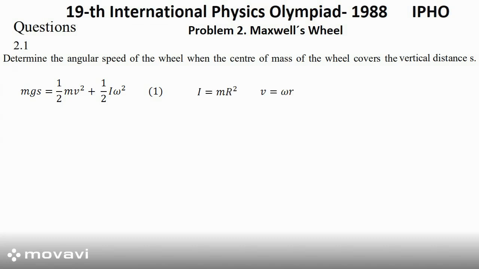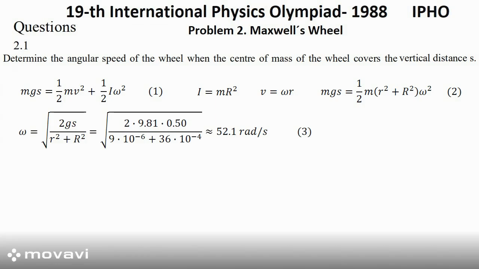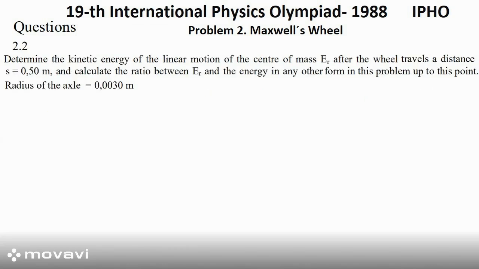Next, we note that the moment of inertia around the center of mass I for the wheel is equal to m R squared, and the kinematic condition linking translational and rotational motion gives the ratio v equals omega r. Substituting these two expressions into Formula 1, we obtain Formula 2, where omega is calculated by Formula 3 and is equal to 52.1 radians per second. This was the solution to question 1.